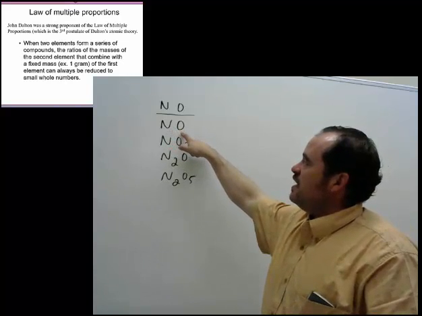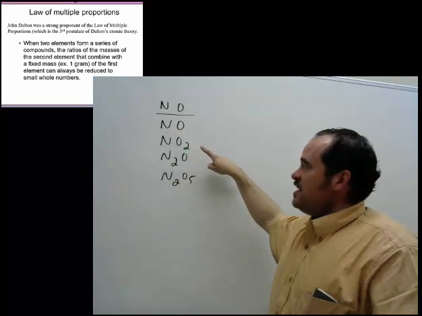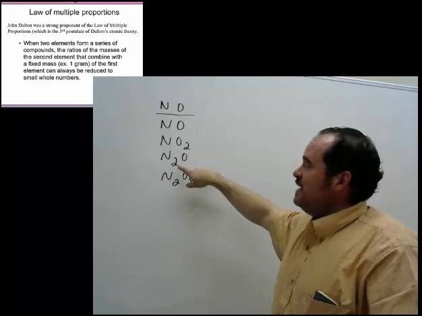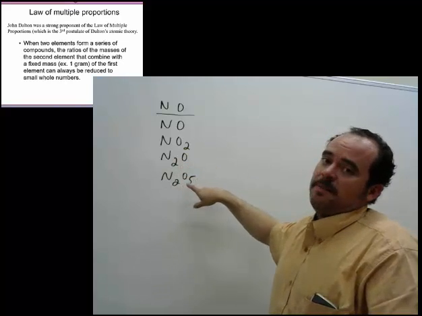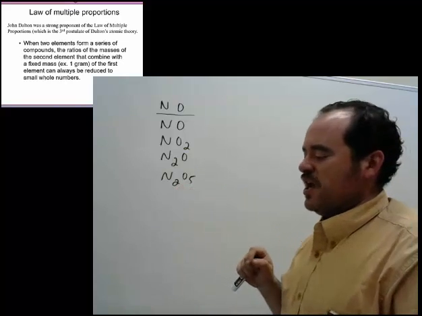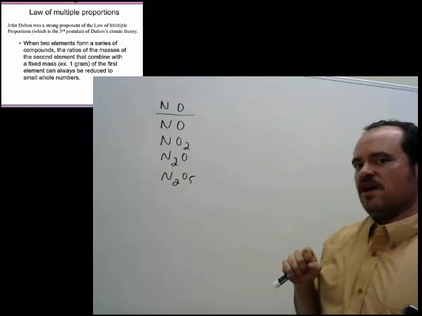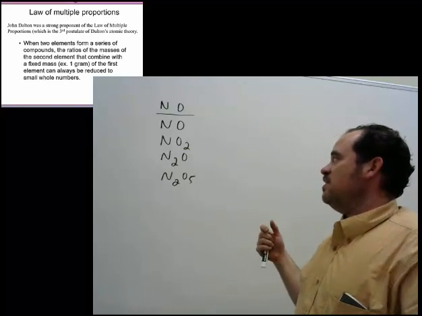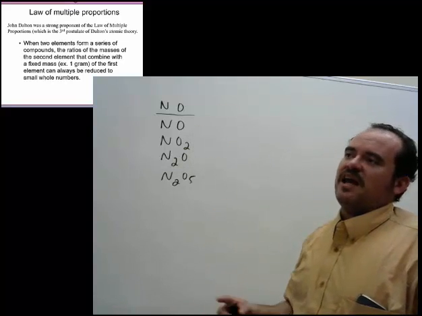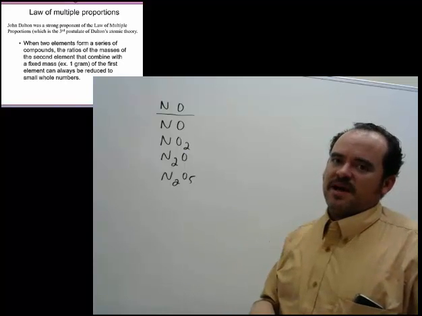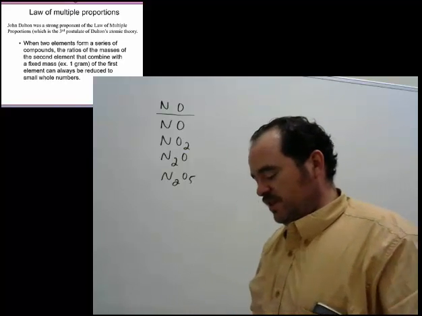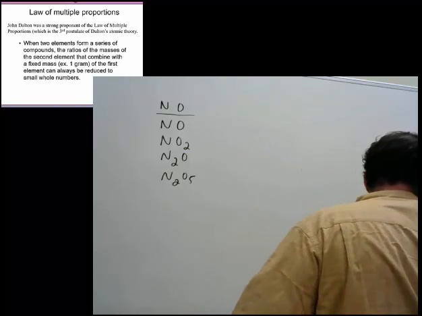For example, in nitrogen monoxide, the ratio is 1:1. In nitrogen dioxide, it's 1:2. In dinitrogen monoxide, it's 2:1. And in dinitrogen pentaoxide, the ratio is 2:5. Okay, so to show proof of Dalton's third postulate, the law of multiple proportions, you have to do everything again by careful weighing. That's one part. So it piggybacks on the law of conservation of matter, and of course the law of definite proportions.